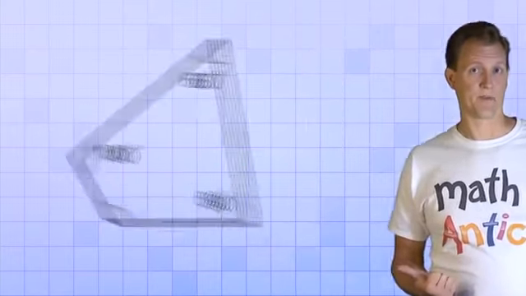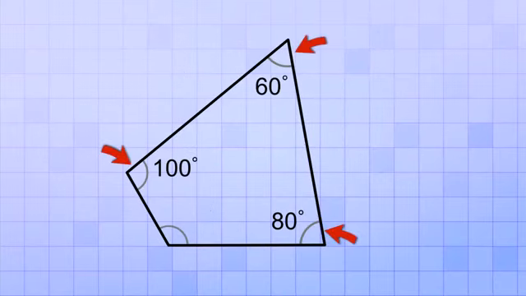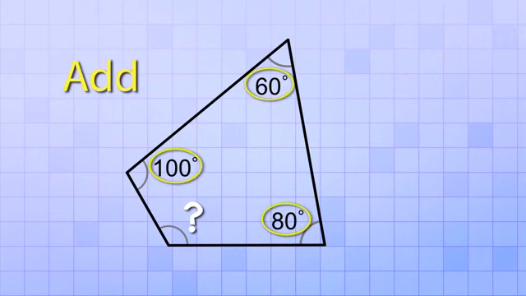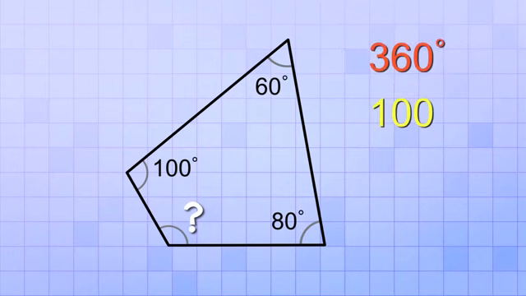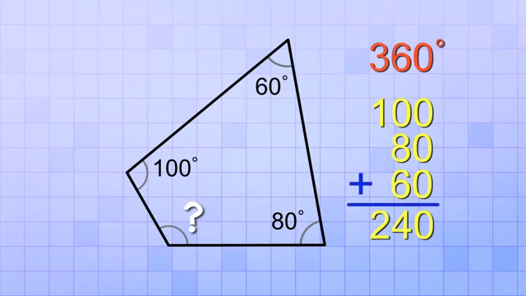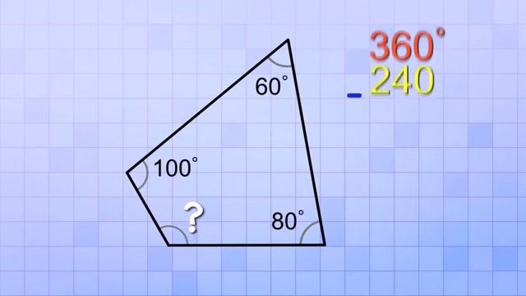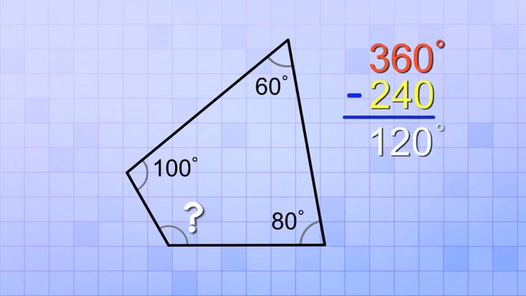Knowing that the angles of a quadrilateral add up to 360 degrees can help you solve problems like this one. For this quadrilateral, we're told what 3 of the angles are, but the 4th one is unknown. To find the unknown angle, all we have to do is add up the 3 angles that we do know, and then we subtract that from the total, which we now know is 360 degrees. So 100 plus 80 plus 60 equals 240. And then 360 minus 240 equals 120. So the unknown angle is 120 degrees.